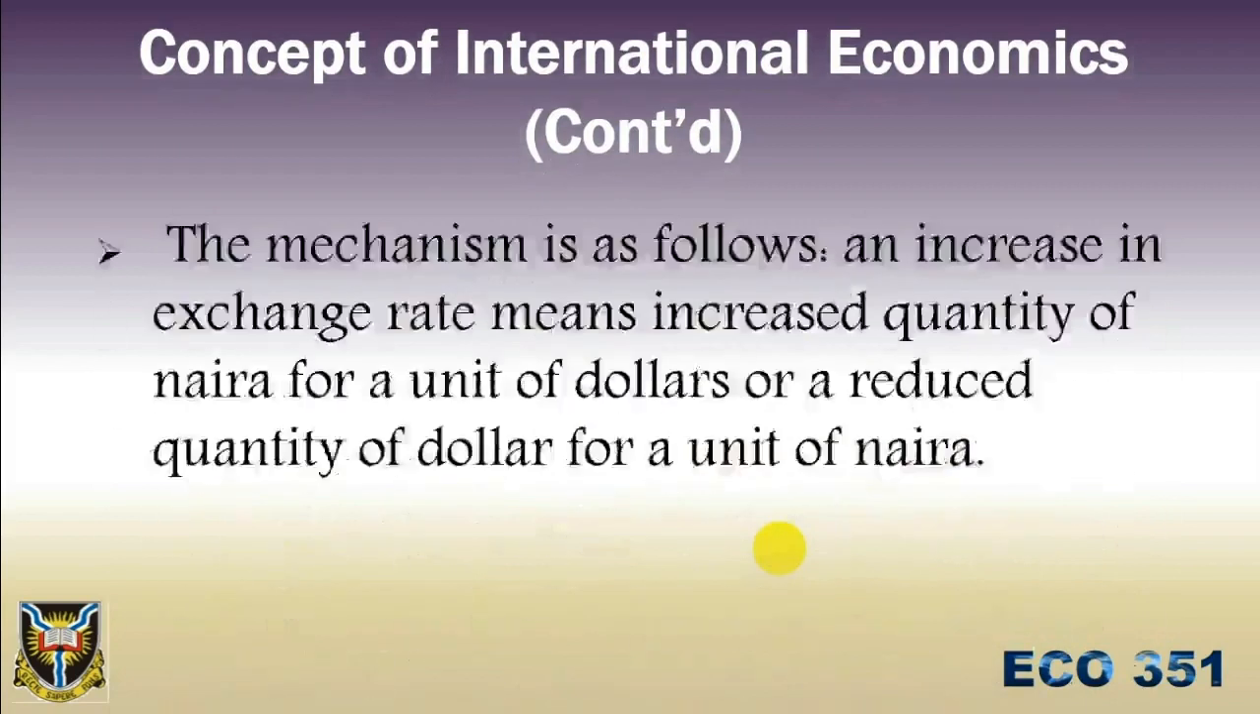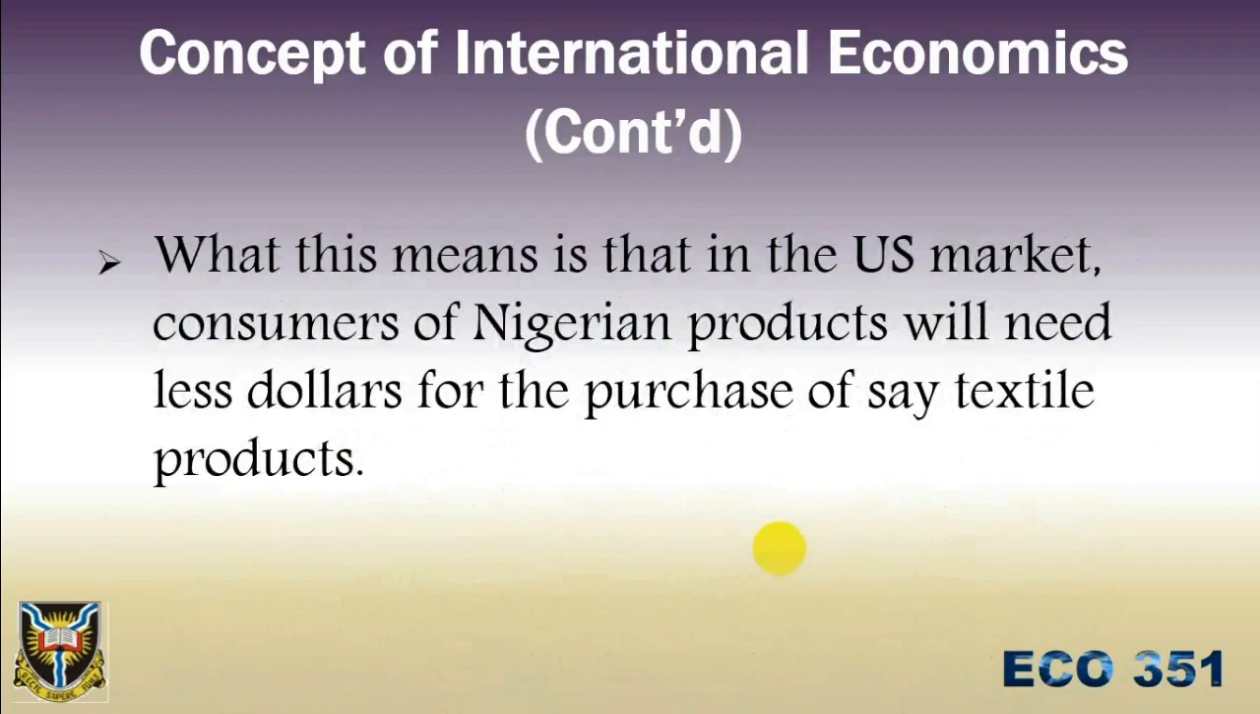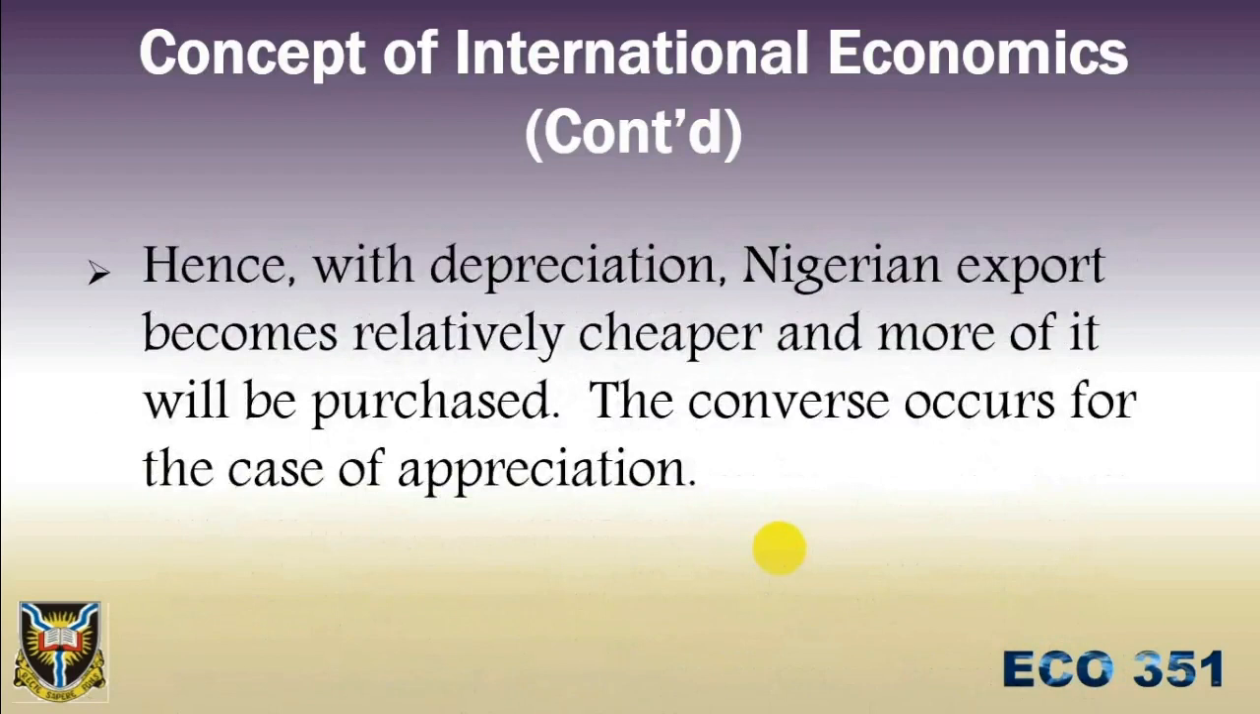The mechanism is as follows. An increase in exchange rate means increased quantity of naira for a unit of dollars, or a reduced quantity of dollars for a unit of naira. What this means is that in the US market, consumers of Nigerian products will need fewer dollars for the purchase of, say, textile products. Hence, with depreciation, Nigeria's export becomes relatively cheaper and more of it will be purchased. The converse occurs for the case of appreciation.